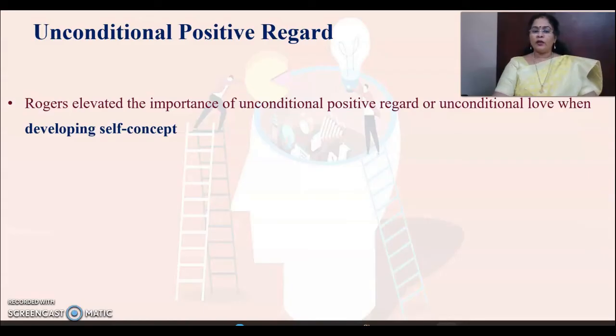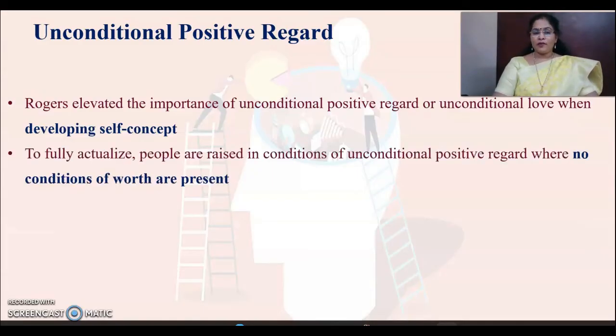Only getting into a very good IIT, or getting admission in very good colleges, would be given a positive response by your parents. This is not to be called unconditional positive regard. Rather, if you fail, or if you are not able to succeed in the field your parents are forcing you toward, and you are still loved for your self-worth, that is called unconditional positive regard. So Rogers elevated the importance of unconditional positive regard, or unconditional love, when developing the self-concept.